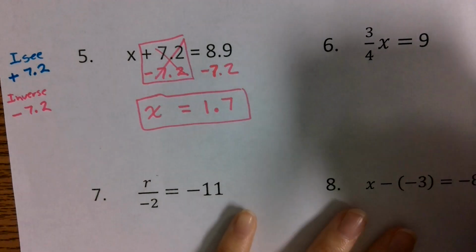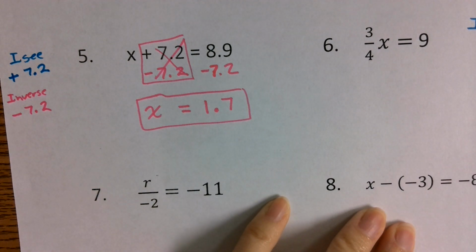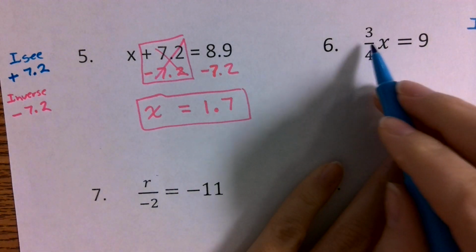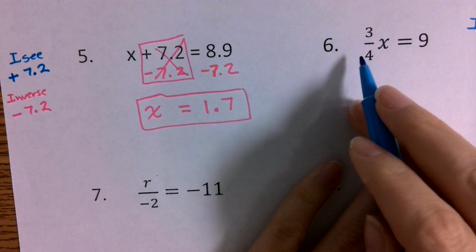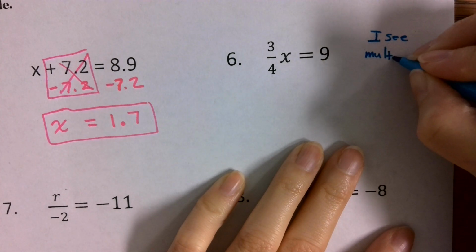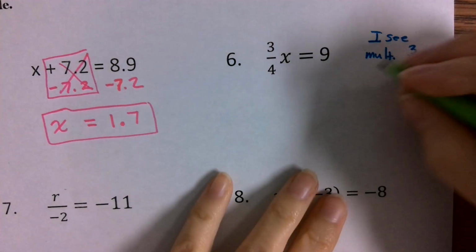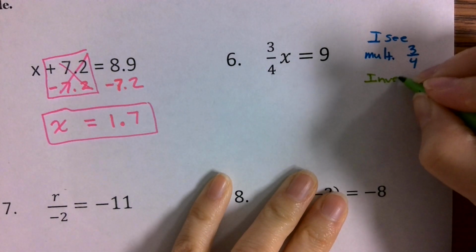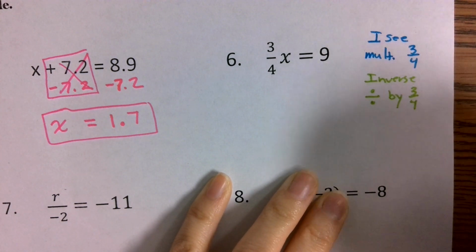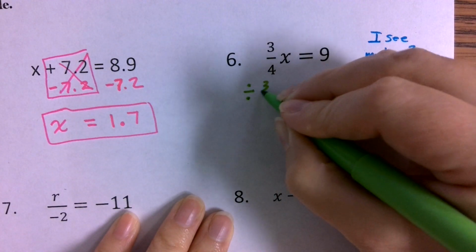Okay, let's talk about problem number 6. What do we see? It's multiplication. When they're side by side like that, even though it's a fraction, the fraction is in front of the variable. That is multiplication. So I see multiplication with the 3/4. So what is the inverse of multiplication? Division. So the inverse, we are going to divide by 3/4. So instead of multiplying by 3/4, we are going to go ahead and divide by 3/4.